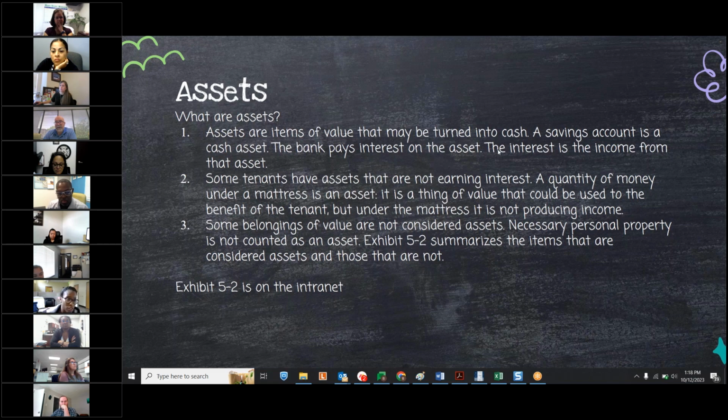Some tenants have assets that are not earning interest. A quantity of money under a mattress is an asset. It's a thing of value that could be used to the benefit of the tenant, but under the mattress, it's not producing any income. And some belongings of value are not considered assets. Necessary personal property is not counted as an asset. And again, there's another exhibit, 5-2, which summarizes assets, and it is also on the intranet.